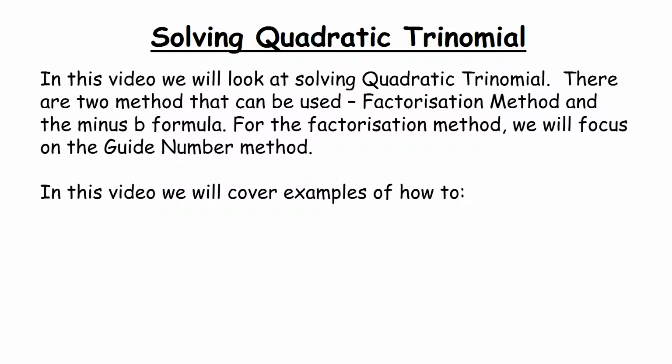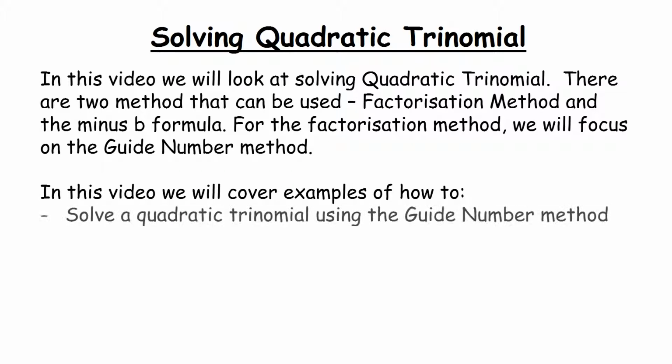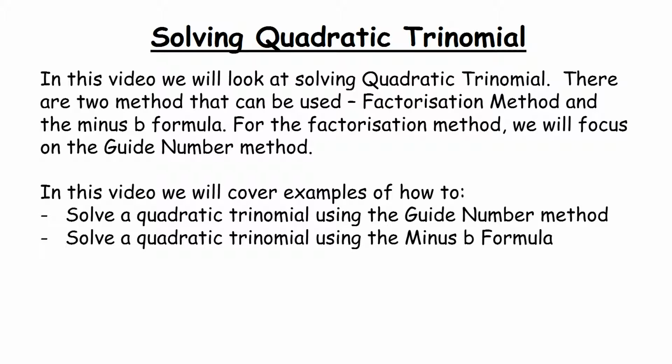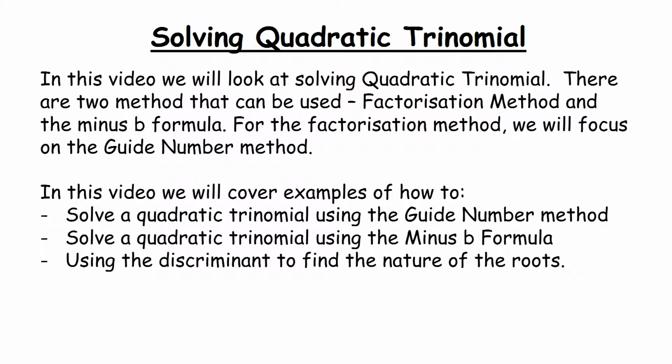Okay, so we're going to look at a few different examples. The first one will be solving a quadratic trinomial using the guide number method. So that's really the factorization method. And then for the second example, we're going to use the minus b formula. And then we're going to look at the discriminants, using the discriminants to find the nature of the roots of a quadratic trinomial.